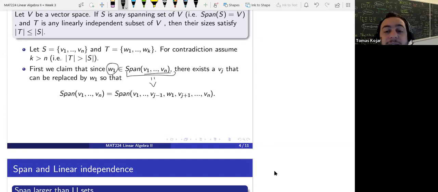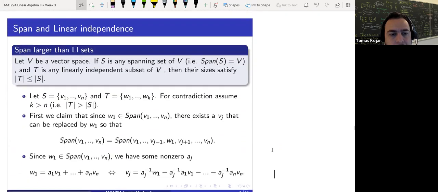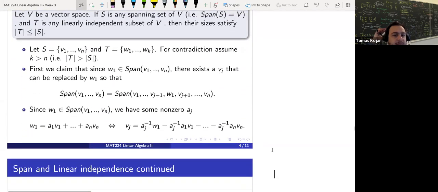It says that you can find the Vj element that you can replace by W1. This is a very general thing; it doesn't have to do with our specific result. So let me prove that. Let's prove this result, that you can always replace at least one of the elements by another element that you like.